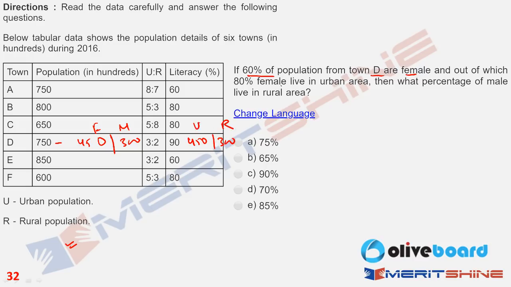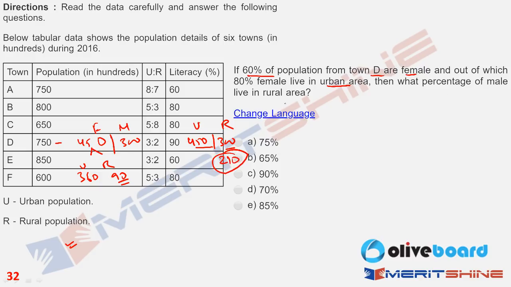Now, 80% of females live in urban areas. So out of this, urban and rural, if I have to do, this is 80%. So 8 fives are 40, 32, 36. 360 is here and 90 is here. That means the rural female is 90. That means male is how much? 210. What is asked of us?